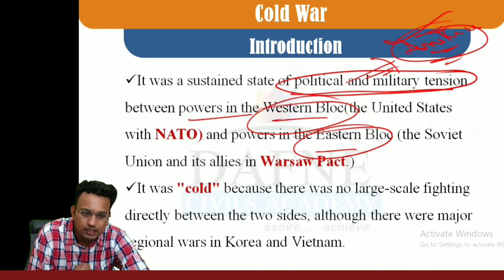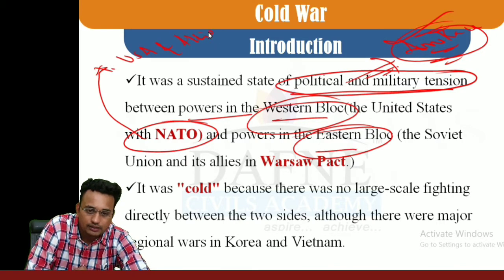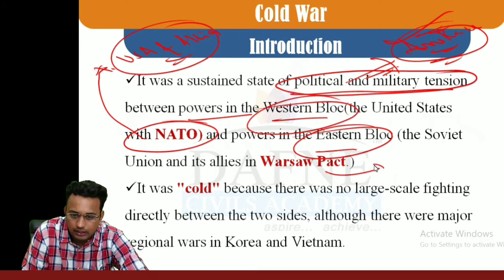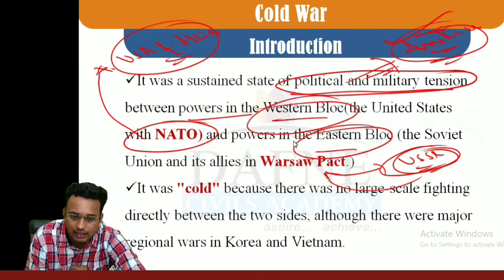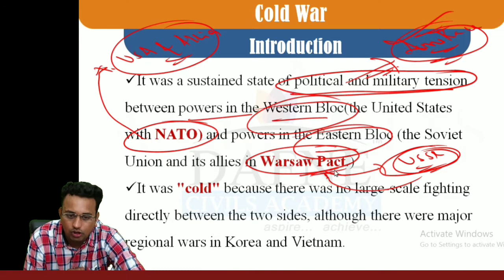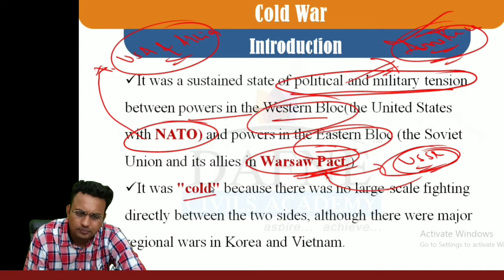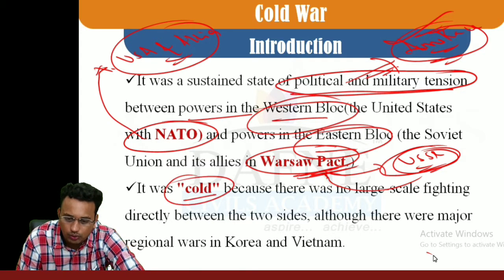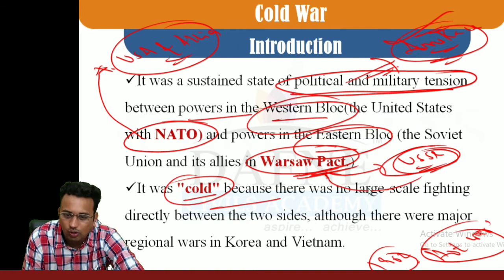The main military wing, NATO, the North Atlantic Treaty Organization, was headed by the US and its allies, the Western powers. The Eastern Bloc was headed by the Soviet Union, with all the East European nations and the USSR as the head. They had a military pact called the Warsaw Pact, opposite to NATO. It was cold, though it almost reached a so-called hot war during the Cuban Missile Crisis, 1962. It was called cold because there was no large-scale fighting.